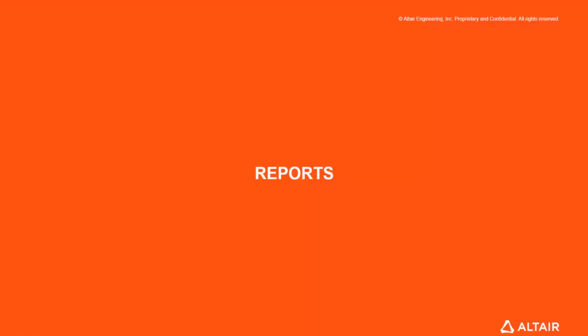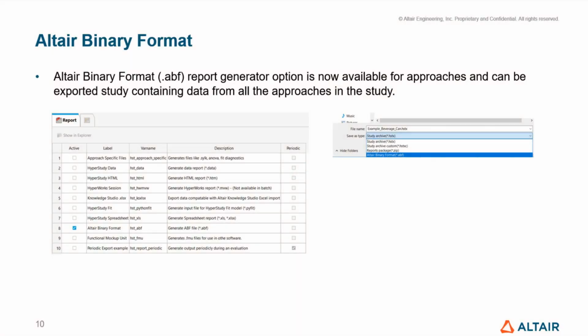Another area where we had some enhancement is the reports. In reports, we introduced the Altair Binary Format. I'm sure some of you are already familiar with what it is. Basically, we allow exporting HyperStudy table data in an ABF format, and it is available both at study and approach level. With this option, one can take the data to platforms like HyperGraph or similar, whichever can read ABF files, and create custom visualizations.